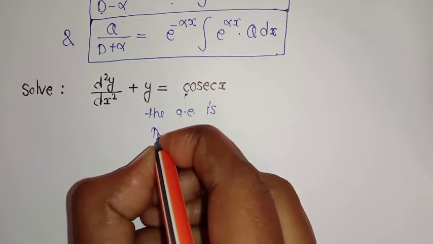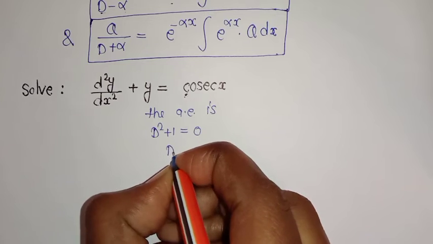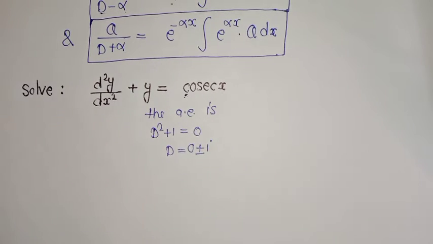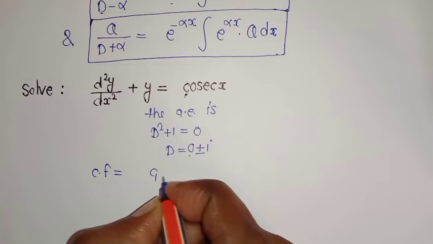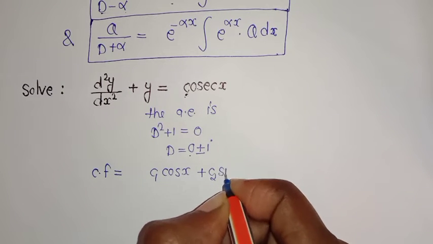So the auxiliary equation is D squared plus 1 is equal to 0. So D is equal to plus minus i, that is, it is an imaginary number. So the CF is C1 cos x plus C2 sin x.